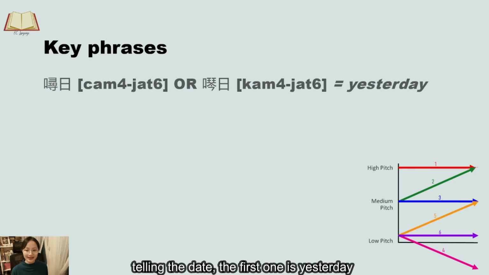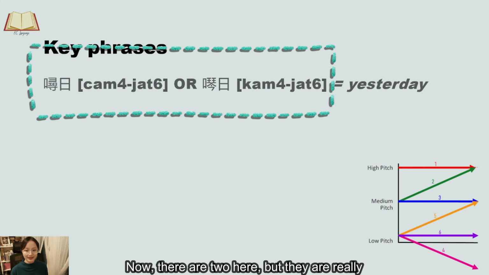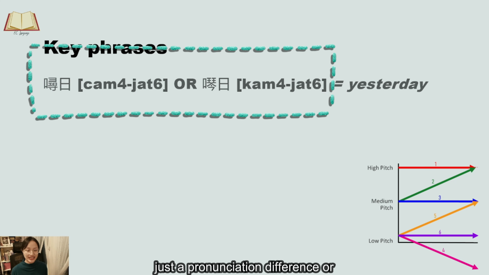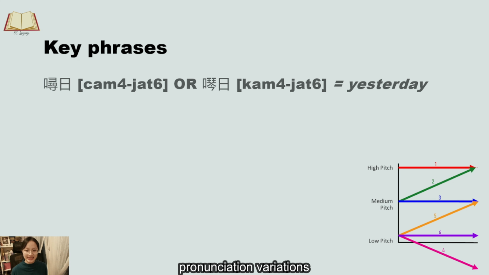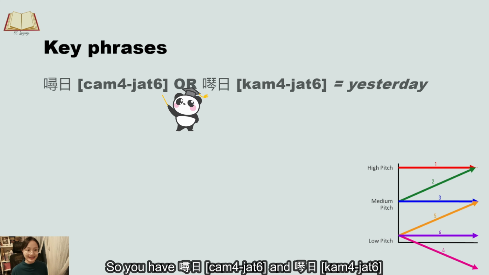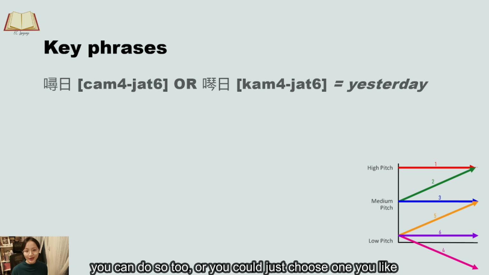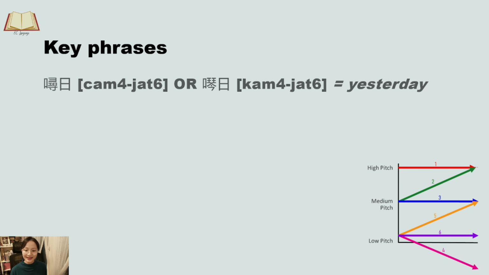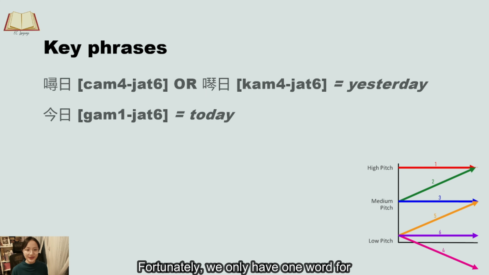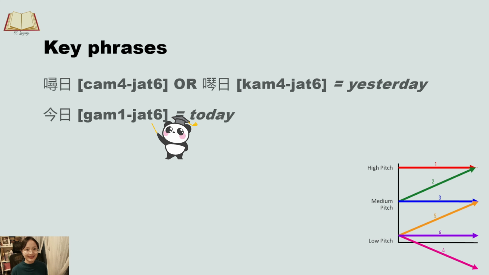Now let's look at some key phrases associated with telling the date. The first one is yesterday. Now there are two here, but they are really just a pronunciation variation. So there isn't really anything cultural, I don't think, to why there are two words for yesterday. So you have 尋日 and 琴日. Again, I'm one of those people who use both. You can do so too, or you can just choose one you like and stick to it.